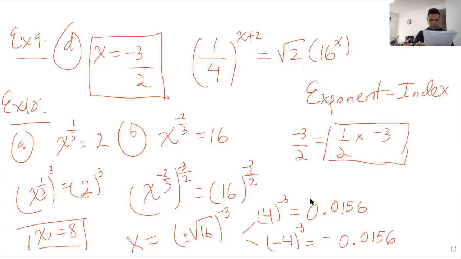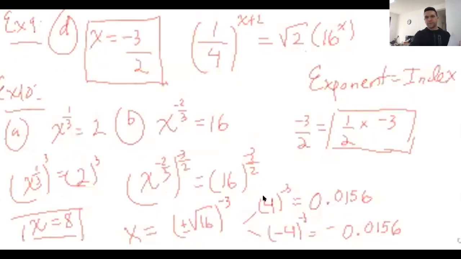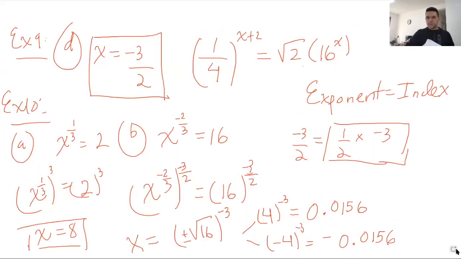Okay, let's do our last example to finish this lecture. Well, actually 1 more, that's it. So example 6. Now we have x to the negative 2/3 equals 16 to the negative 1/6 times 9 to the 1/3.